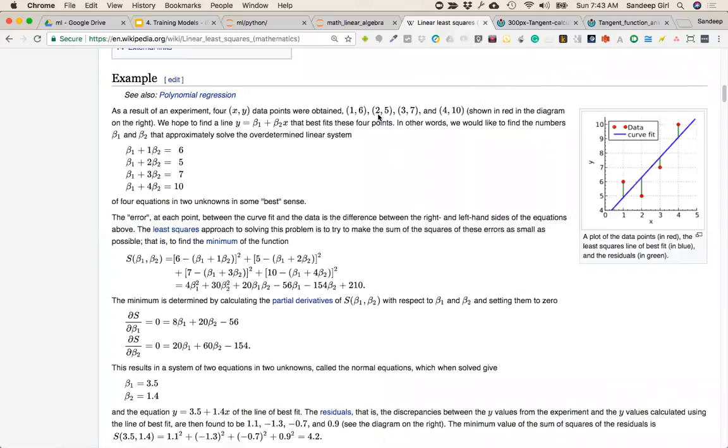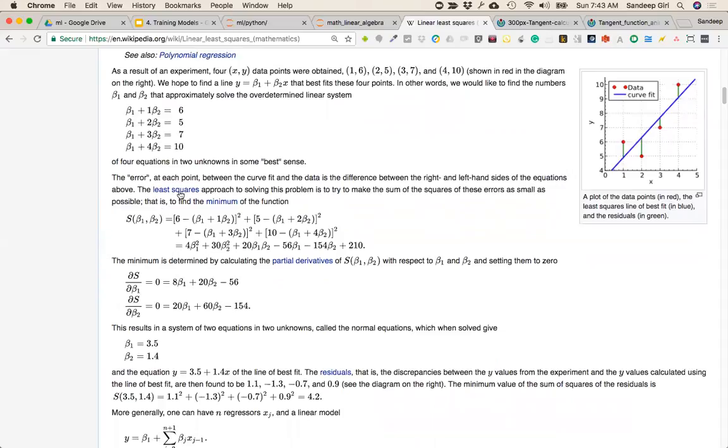For the first one, we are going to say beta 1, because this is the equation that we are assuming: y equals beta 1 plus beta 2 x. In our case it is theta 1 and theta 2, theta 0 and theta 1, and so on. When we put these data points in this equation, we get beta 1 plus 1 into beta 2. Here x is 1 and y is 6. Similarly, when we put all four points here, we get this.